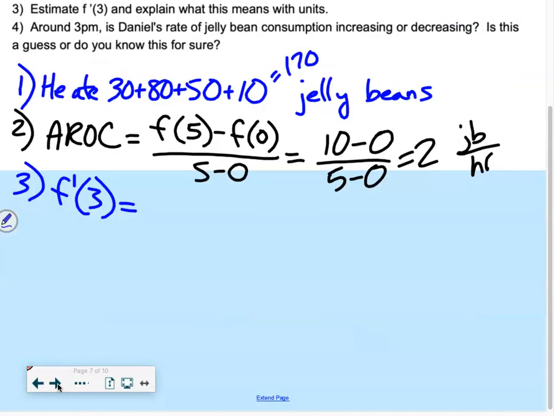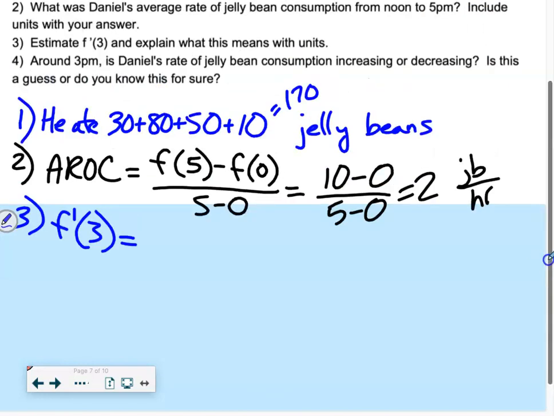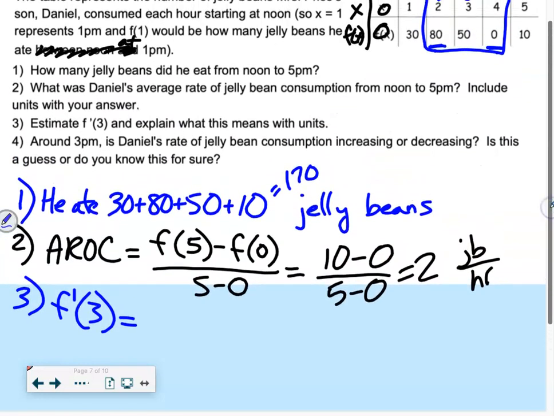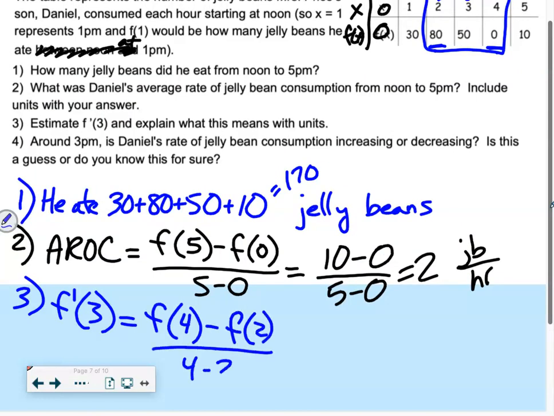All right. So for this, okay, there's 2, there's 4. So we'd have f of 4 minus f of 2 over 4 minus 2. F of 4 is 0. F of 2 is 80 over 2.